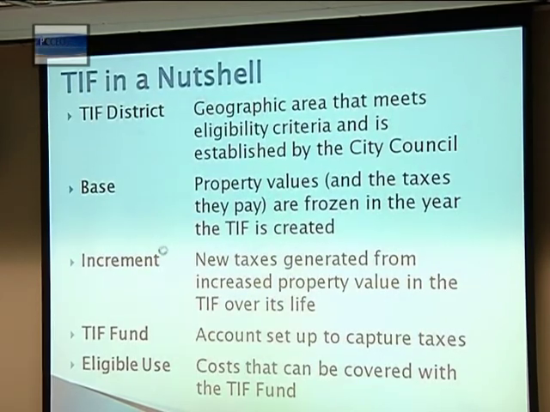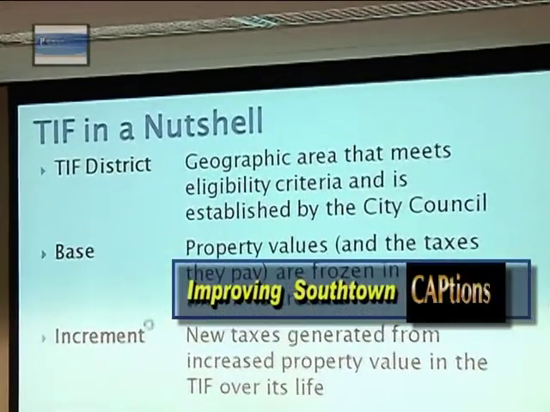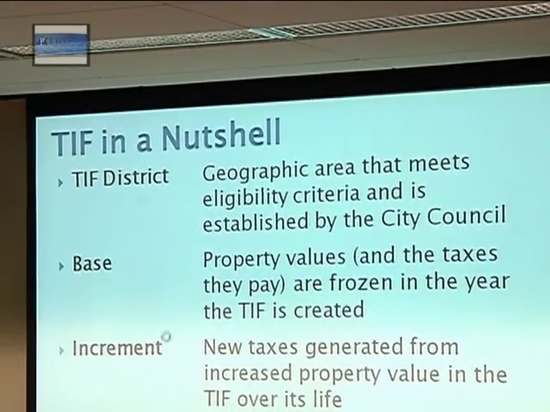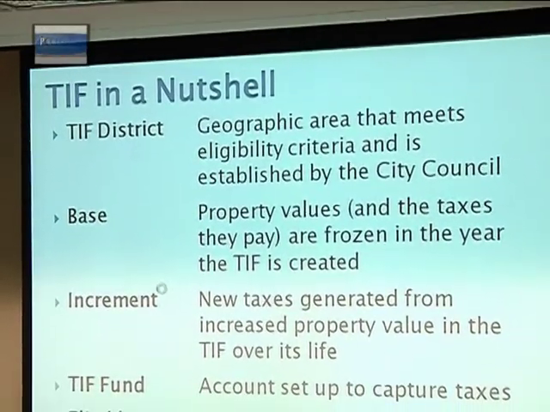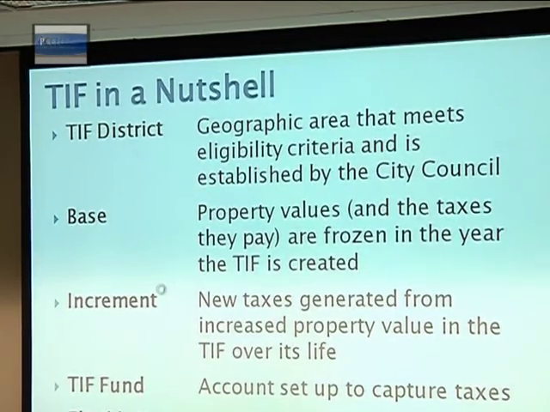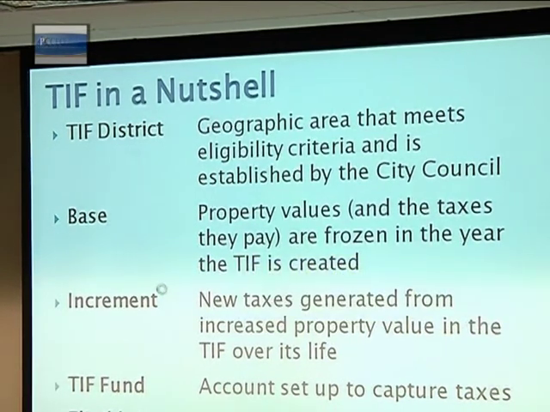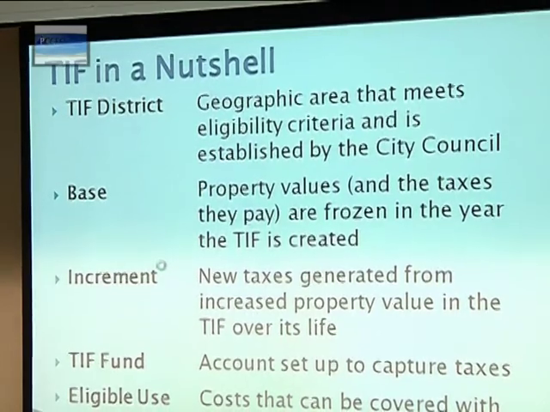TIF in a nutshell. These are just some of the definitions. A TIF district is a geographic area established by law. It has to meet certain criteria for eligibility. Those criteria are set out in the law. It has a lot to do with deteriorated properties, obsolete uses, bad platting, which is kind of a land use pattern, we'll call it. Other sorts of things like that are defined in the law. We have to have a study done that establishes that it meets the conditions of the law, and then the city council approves it.